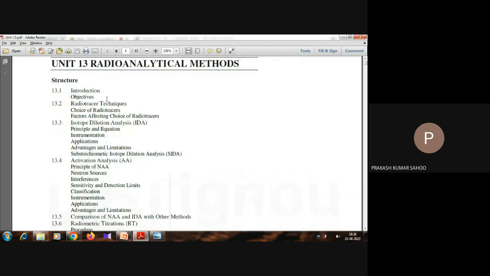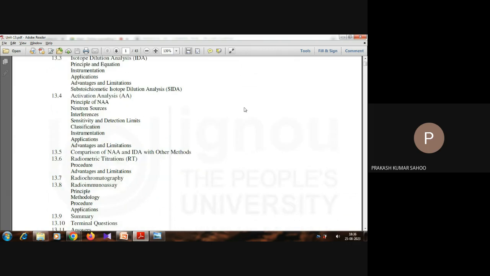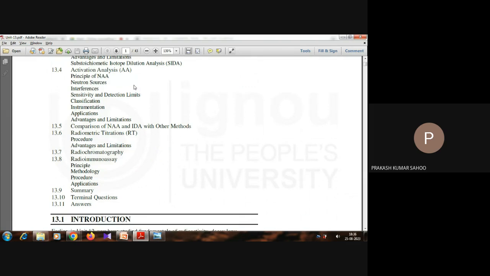We have objectives, introduction, followed by radioactive tracers, then how to choose a radiotracer and what are the factors affecting it, isotope dilution analysis. Under this we have the principal equation, instrumentation, application, some advantages and limitations. Then we have sub-stoichiometric isotope dilution analysis, SIDA. We have activation analysis, then the principle of nuclear activation analysis, NAA.